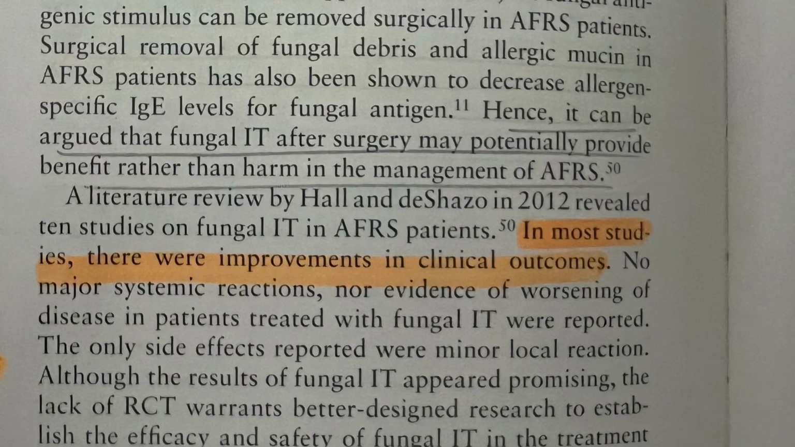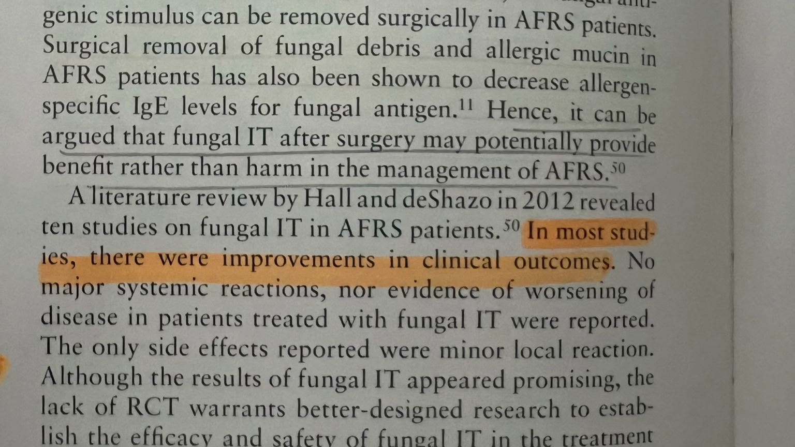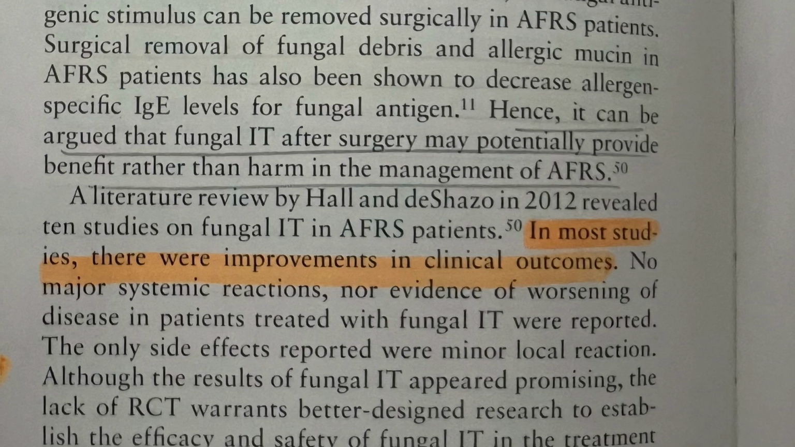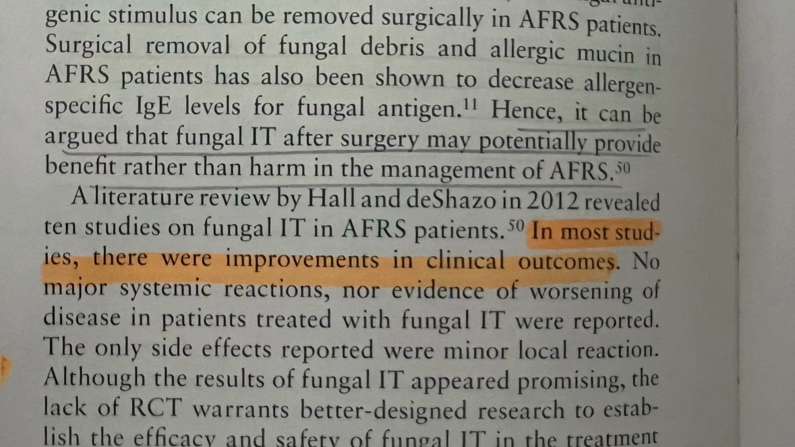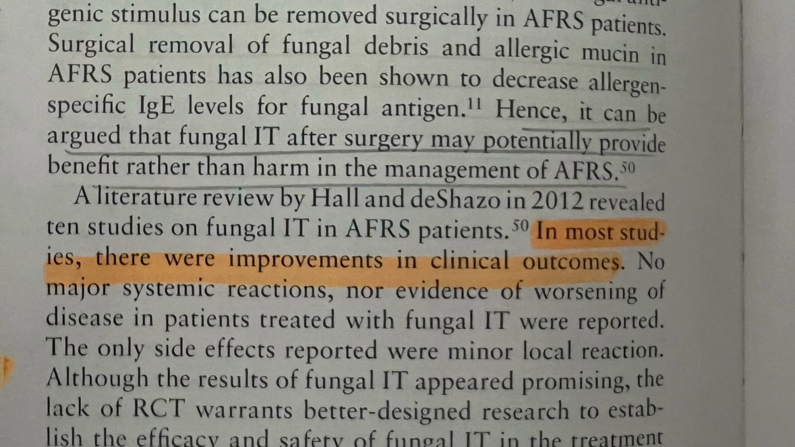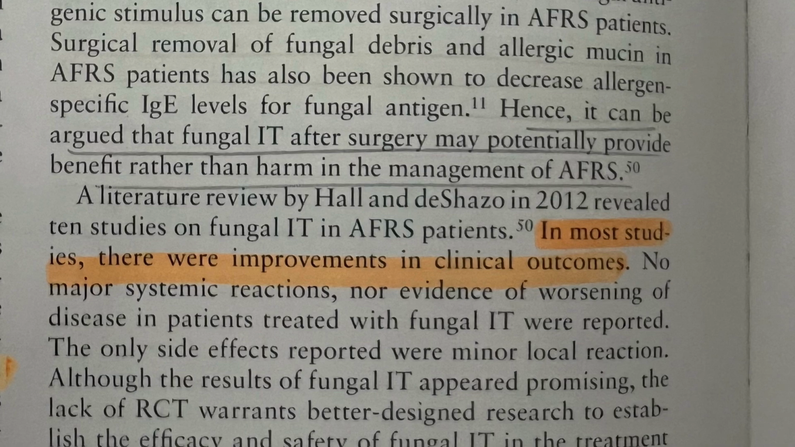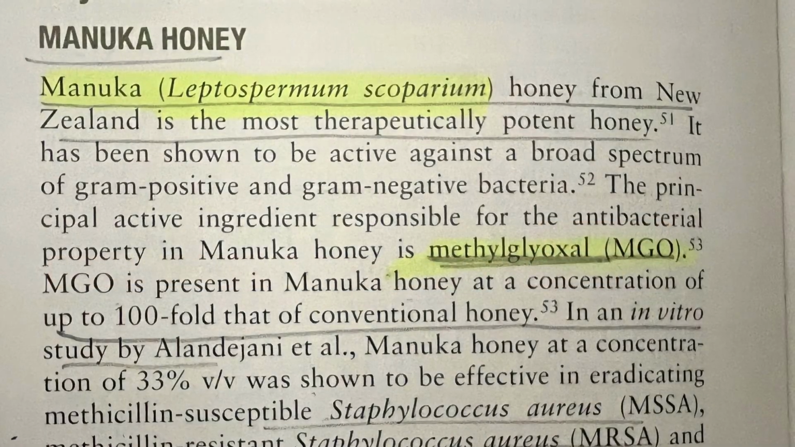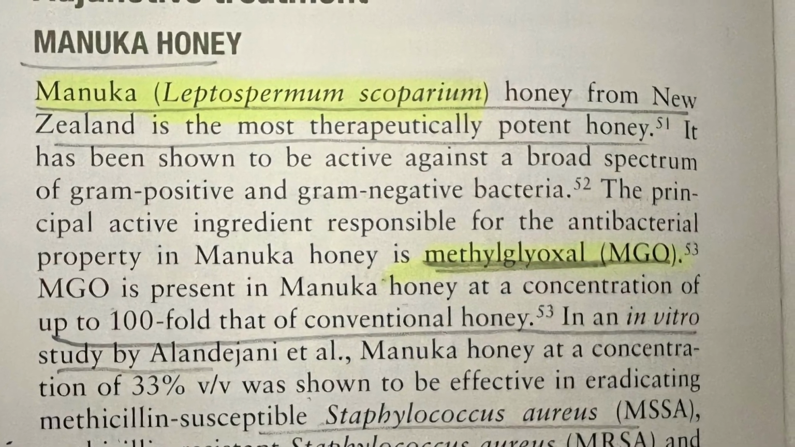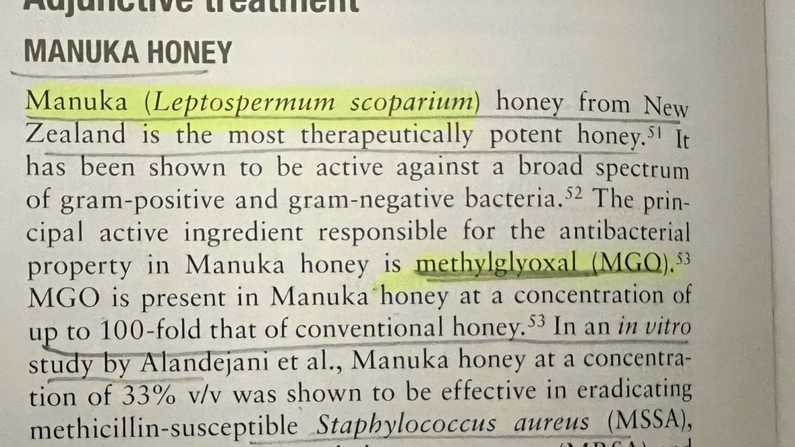Next treatment is immunotherapy. In most studies, clinical improvement is seen with immunotherapy over a period of 3 to 5 years. It may be sublingual or subcutaneous immunotherapy. Manuka honey. The Manuka species, Leptospermum scoparium, that is honey from New Zealand, is the most therapeutically potent honey.